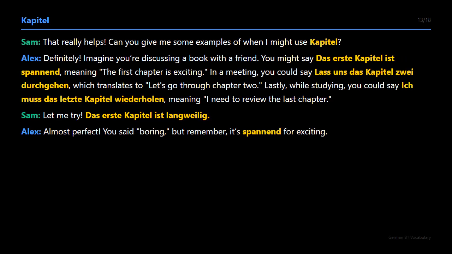Can you give me some examples of when I might use Kapitel? Definitely. Imagine you're discussing a book with a friend. You might say, Das erste Kapitel ist spannend, meaning the first chapter is exciting. In a meeting, you could say, Lass uns das Kapitel 2 durchgehen, which translates to let's go through chapter 2. Lastly, while studying, you could say, Ich muss das letzte Kapitel wiederholen, meaning I need to review the last chapter.